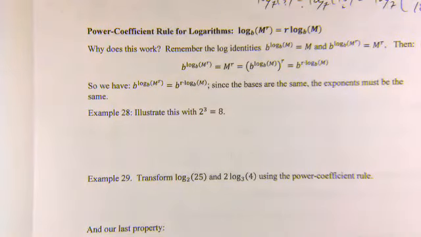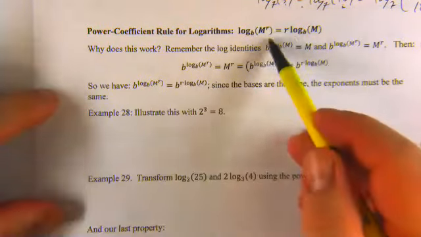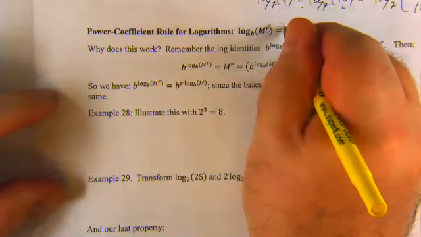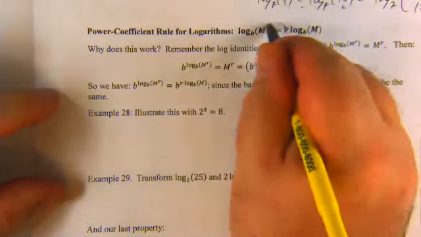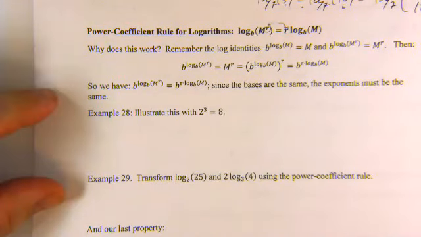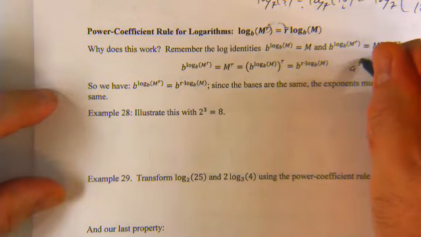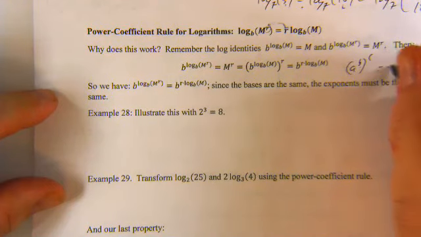And then finally we have the power coefficient rule. Log base b of m to the r is r log base b of m. The power can come out front as the coefficient, or the coefficient can go in front as a power. And this is using the rule that a to the b to the c, if you have exponents stacked up, you just multiply them together.